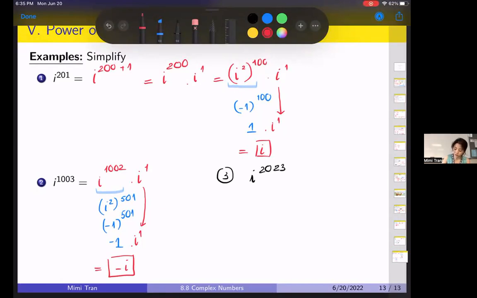Okay. So this one again, we write it as I to the 2022 times I to the first, right? Rewrite I to the 2022 as I squared to some number, where multiplying by 2 gives you back 2022. So you take 2022 divided by 2, you get 1011. I squared is negative 1, to the 1011. That's an odd number, so it's going to be negative 1. And then bring down the I to the first. So your answer will be negative I again.